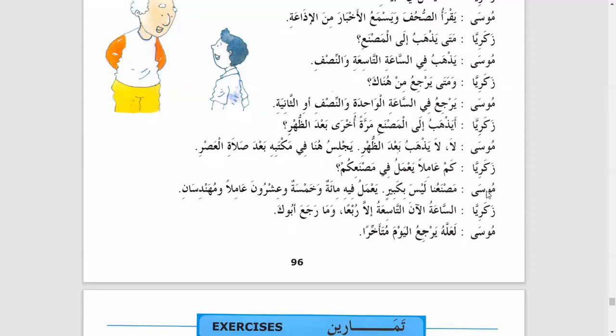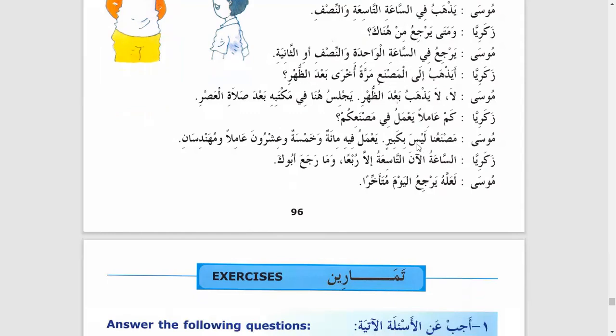Okay, got it. Okay, Zakaria, كم عاملا يعمل في مصنعكم؟ How many workers work in your factory? So كم عاملا, we know that after كم, the noun is normally singular, it is mansub. So كم عاملا يعمل في مصنعكم؟ How many workers work in your factory? Musa says, مصنعنا ليس بكبير. And again, the use of laysa, so that we don't forget it. In lesson number 1 or 2, we learned about it. Our factory is not very big.